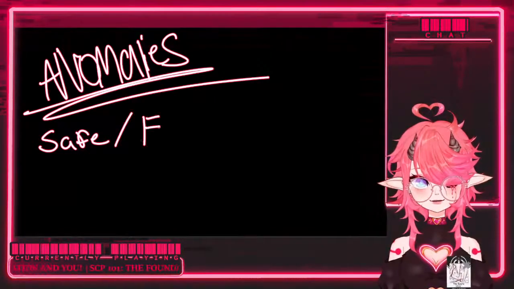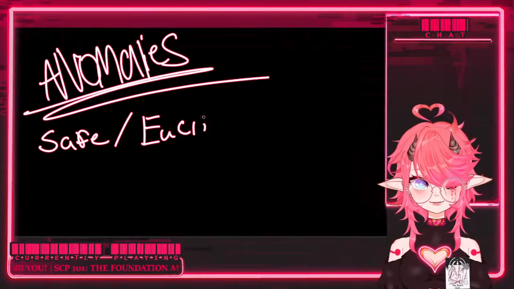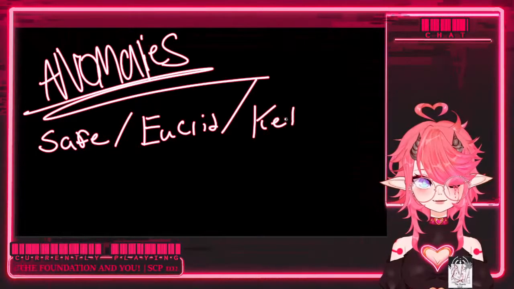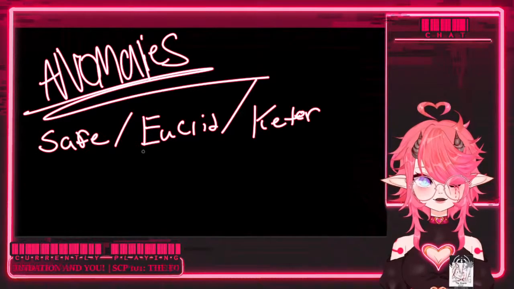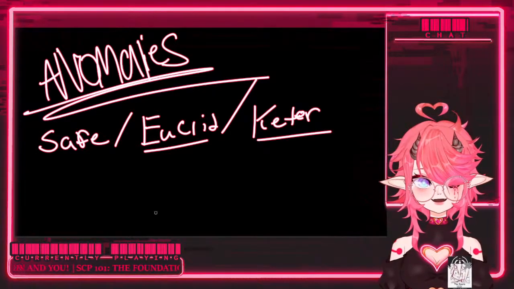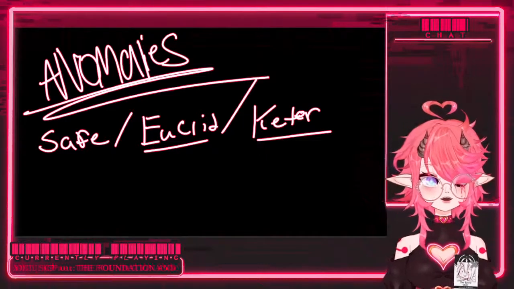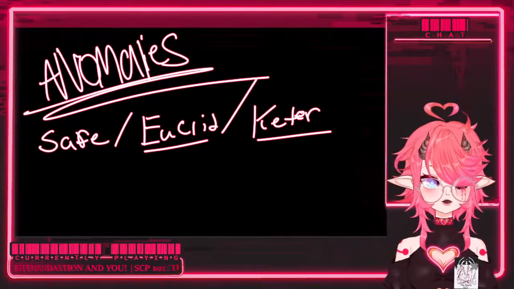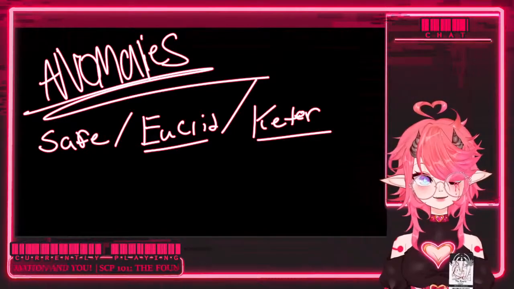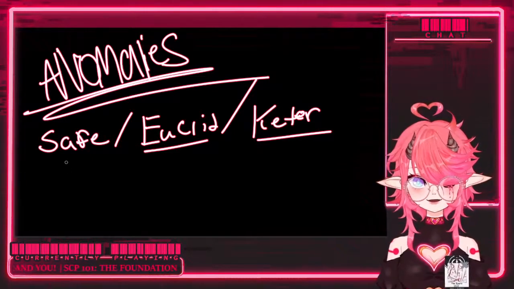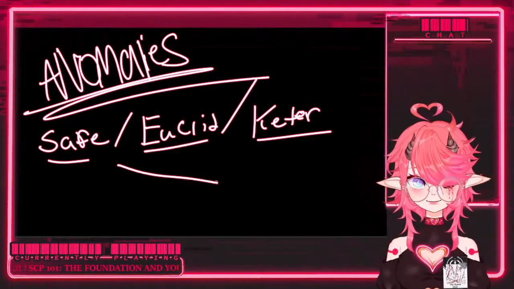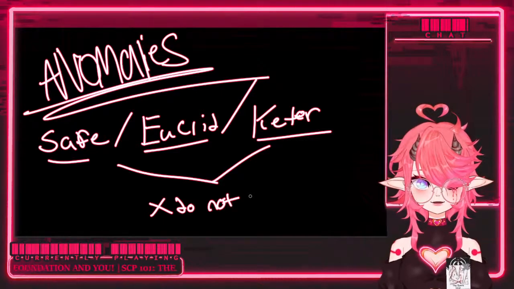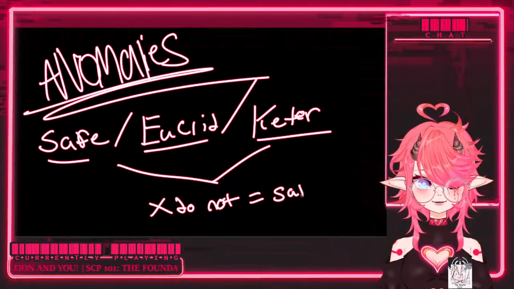There's Euclid. And there's Keter. Most people are more focused on Euclid and Keter than they are safe. The reason why is Euclid and Keter are more likely to breach containment, and they tend to be a little bit more dangerous. But these do not equal safety.